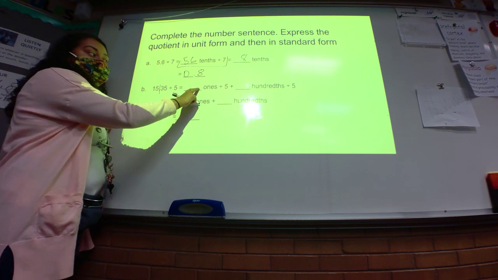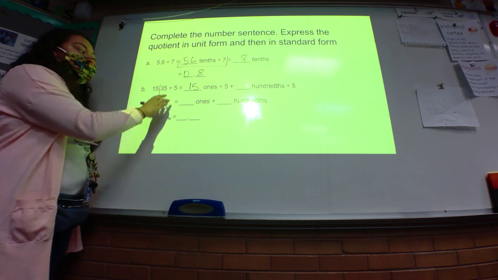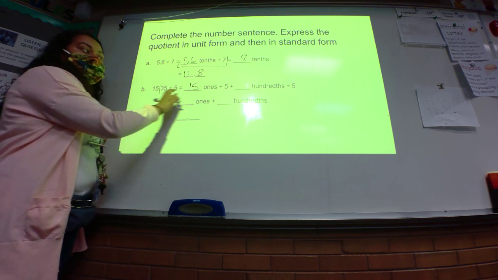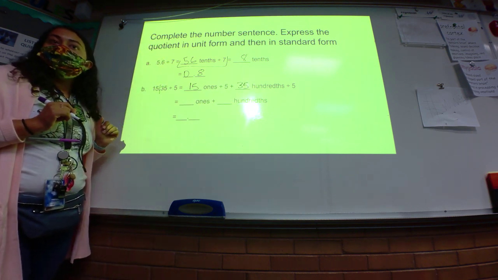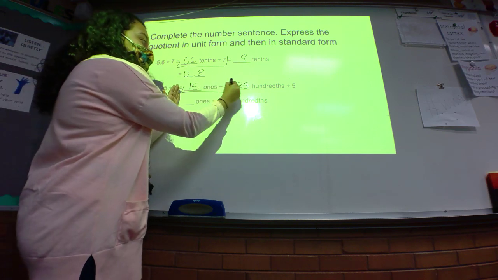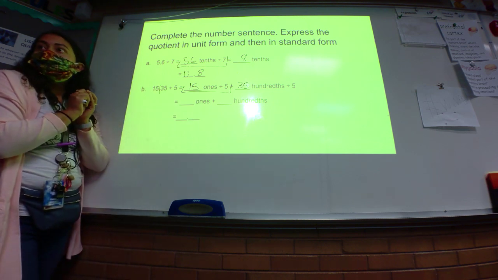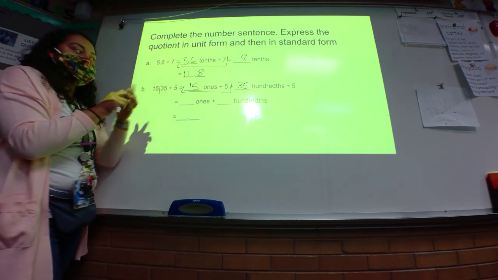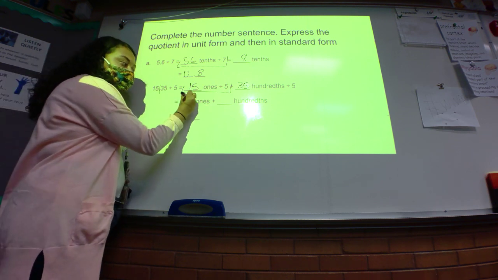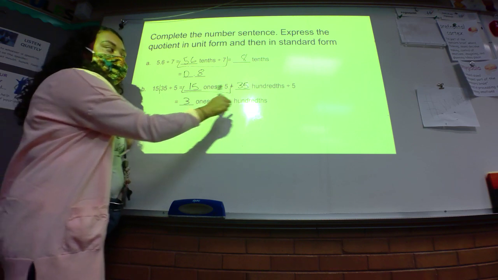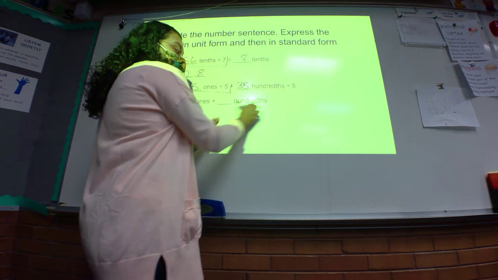So first, the 15 ones right here. So 15. And then 35 hundredths here. You're just filling in the blanks, okay? So now we're doing this first part right here. 15 ones divided by 5. What's 15 divided by 5? Count by 5s. 3. So 3 ones here. So now let's do the next part. 35 hundredths divided by 5. 7 here.